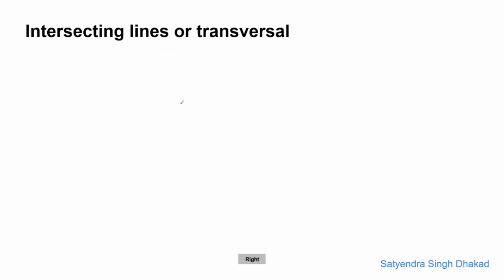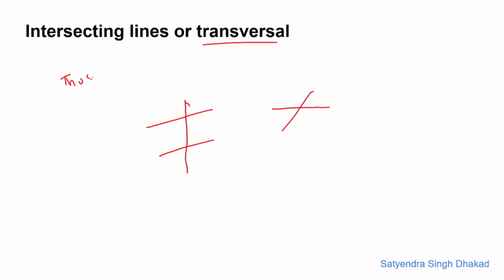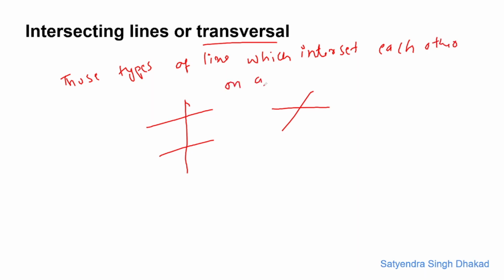Next is intersecting lines or transversal line. Those types of line which intersect each other are known as transversal or intersecting line. So those types of lines which intersect each other on a point are known as intersecting line.